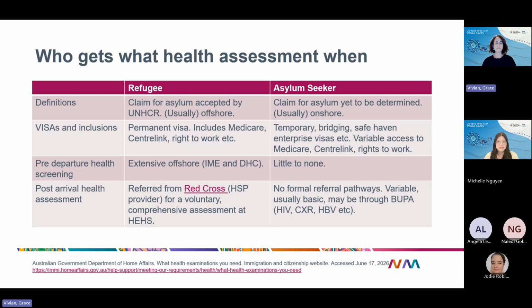So in that first column, refugees. These are usually people who've made a claim for asylum that's been accepted by the UNHCR, the UN High Commission for Refugees. This usually happens offshore. All of the paperwork and processing is done offshore. They get accepted into the HSP, the Humanitarian Settlement Program run by the federal government, and then arrive into Australia. When they arrive here, they have a permanent visa with rights to Medicare, Centrelink, etc.